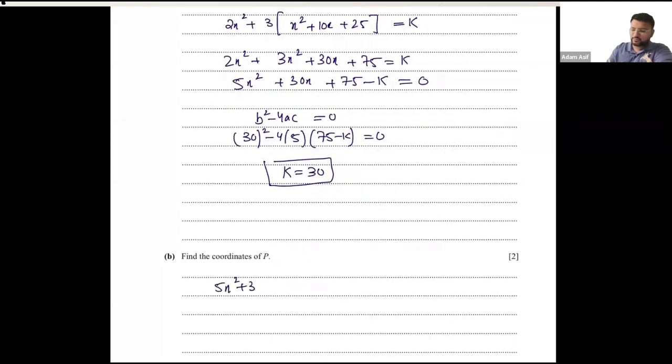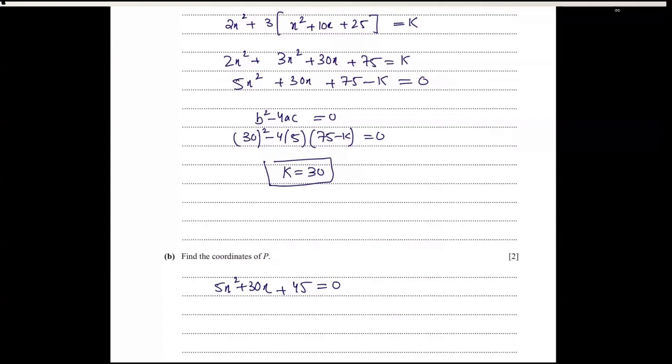तो आपकी इक्वेशन क्या हो जाएगी? 5x² प्लस 30x प्लस 75 माइनस 30, 45। ठीक है, अब इस इक्वेशन को सॉल्व करके मुझे x की वैल्यूज बता दो। So x is equal to -3.